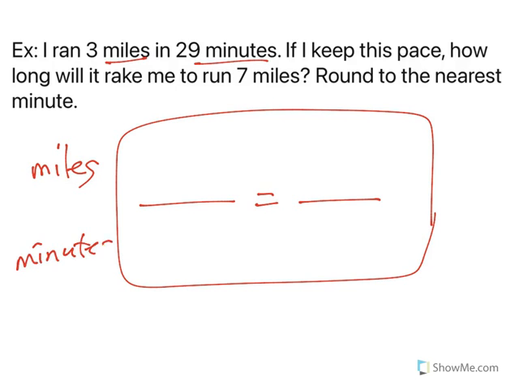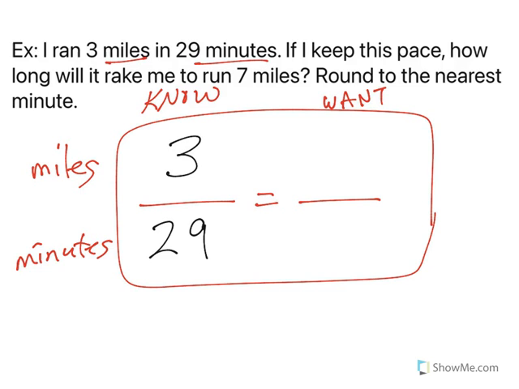If you are a visual learner, do this. This means that everything in the numerator is about miles and everything in the denominator is about minutes. Now, I have two ratios. The ratio on the left is what I know, and the one on the right is what I want, right? This is the particular problem that I'm looking at. What I know is that I ran 3 miles in 29 minutes, right? Miles on top, minutes on the bottom. What do I want? Well, I want to run 7 miles. I don't know how long it's going to take me. That's the question, how long?